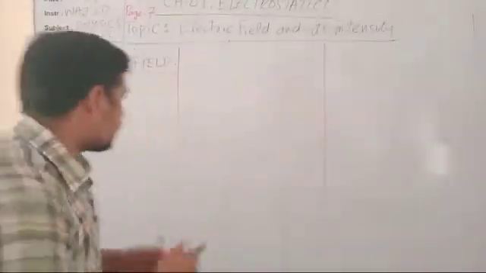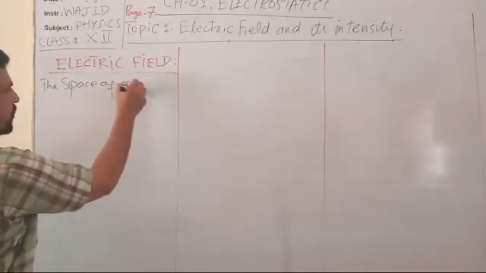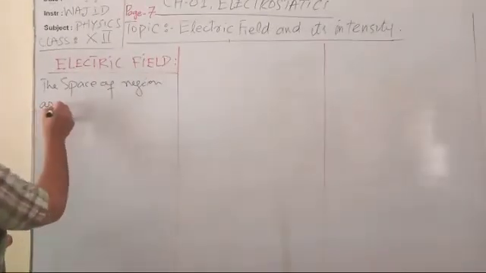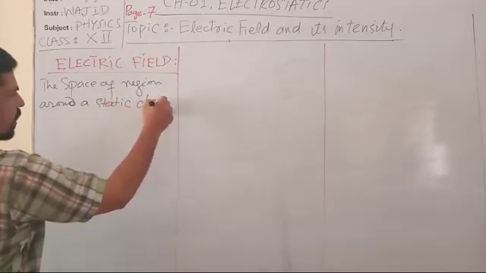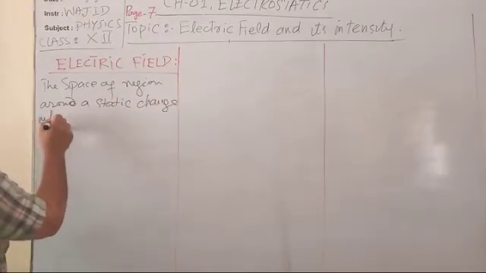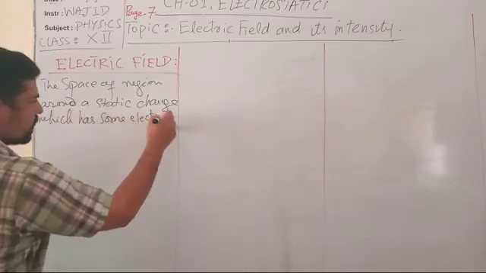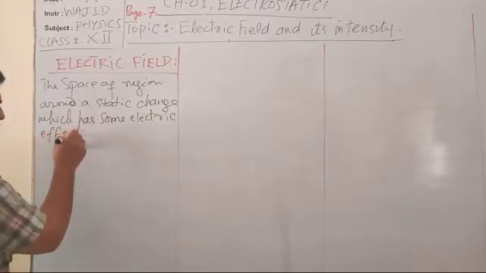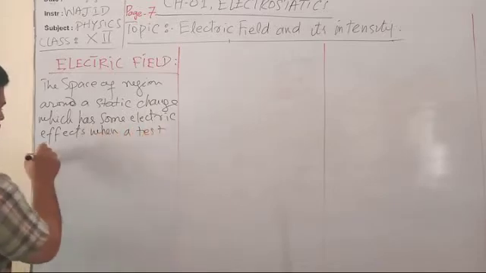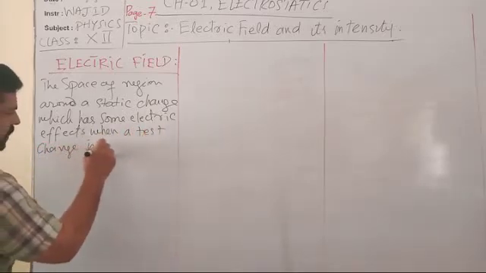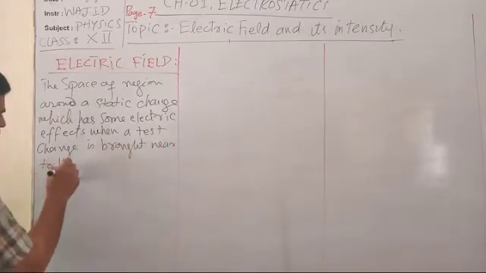According to the definition, electric field is the space or region around a static charge which has some electric effects when a test charge is brought near to the charge.